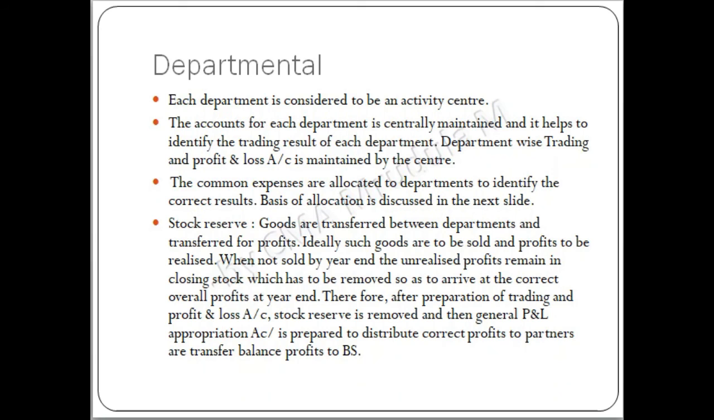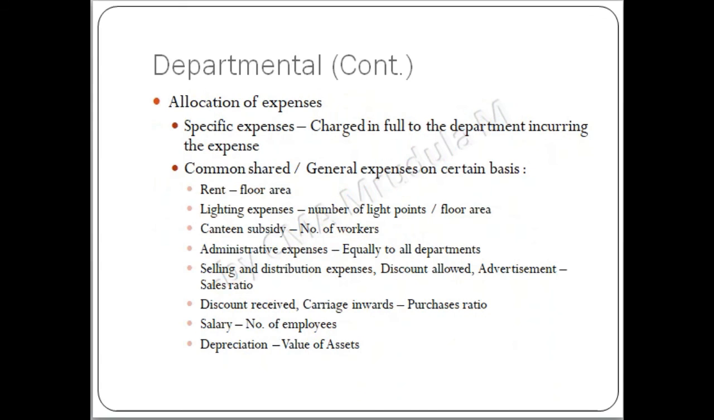to record the transactions of each department separately. Departmental trading and profit and loss account is also maintained. Now, for this purpose, it is essential to identify each department's expenses and income. Specific expenses and income are already available, which are accounted as such. Common expenses will have to be allocated. The basis of allocation is as such.